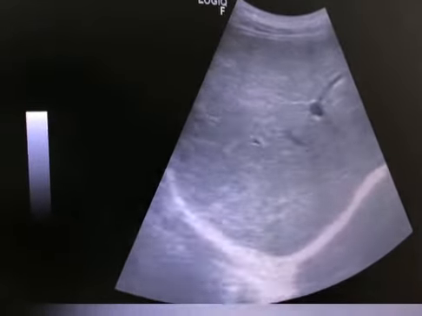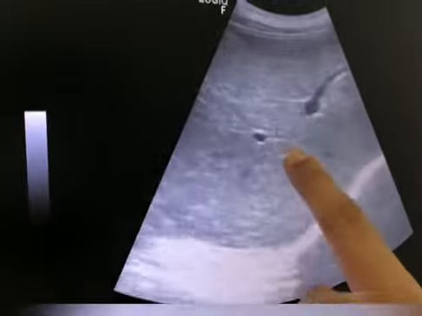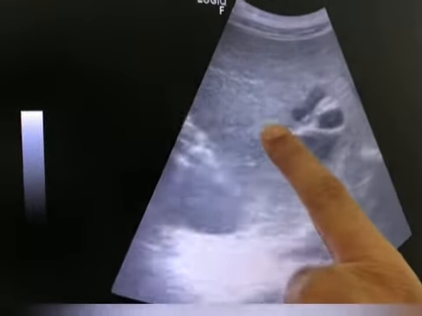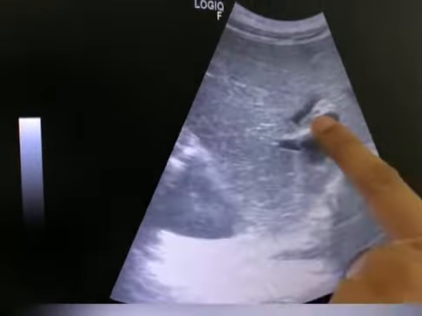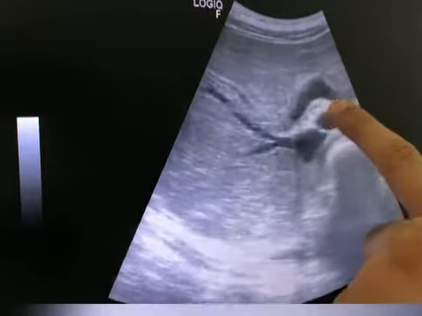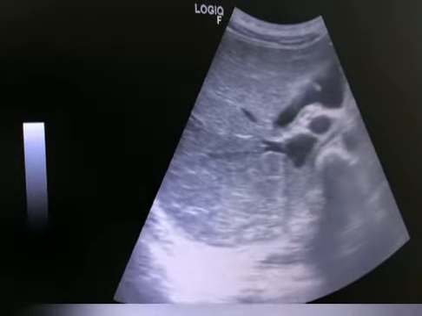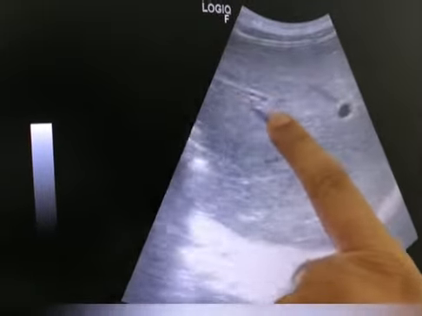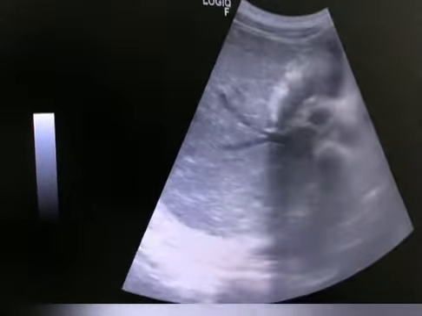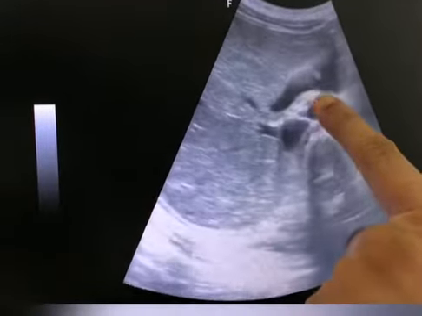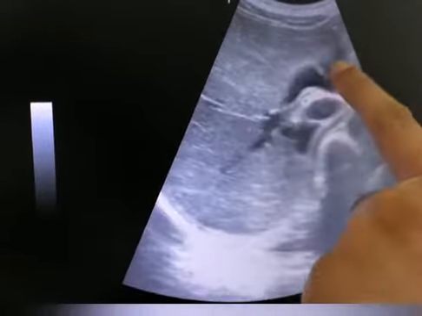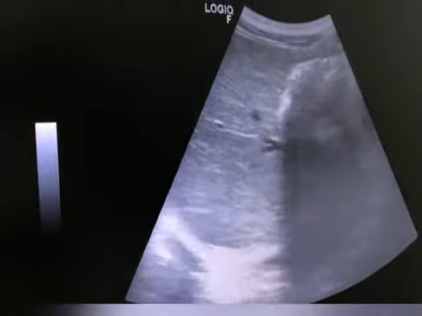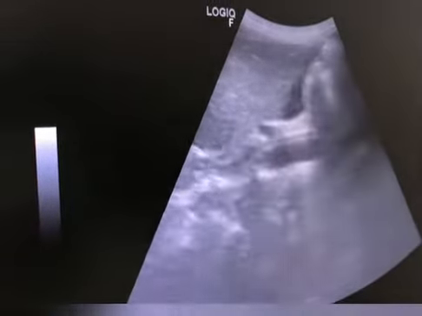Another abnormality is related to the gallbladder. Here in the gallbladder fossa, we don't see the gallbladder, and the gallbladder is located just above this portal vein. Normally we see the gallbladder over here, but the gallbladder is located just above this portal vein in transverse view, and this is the longitudinal view.